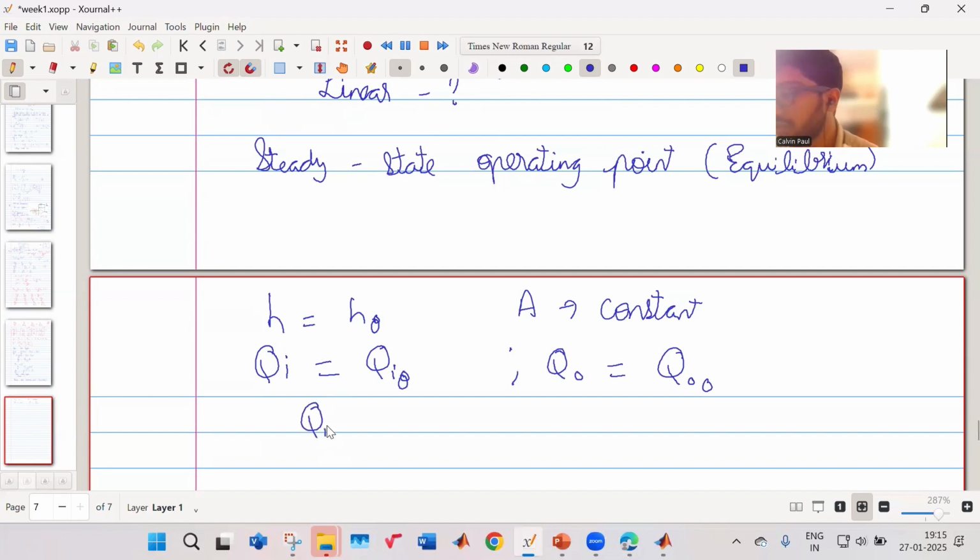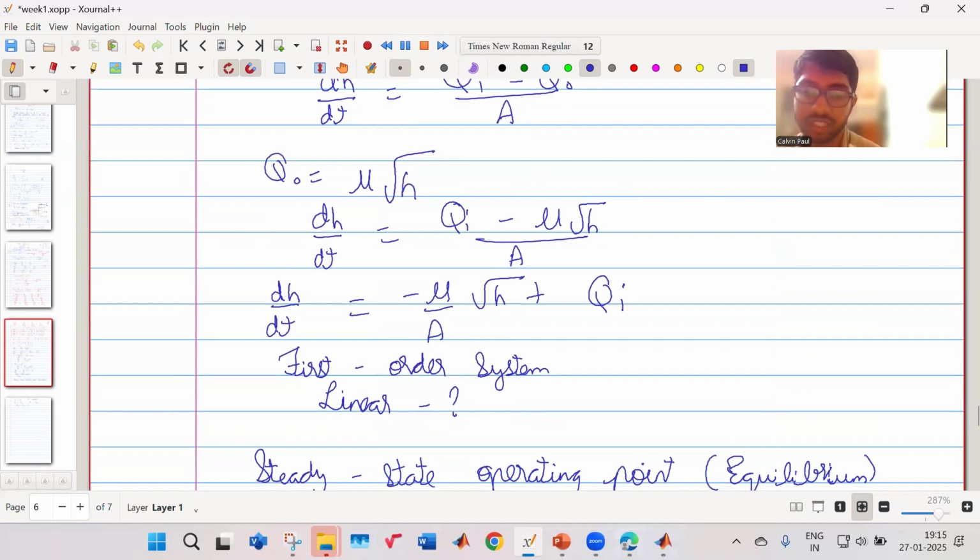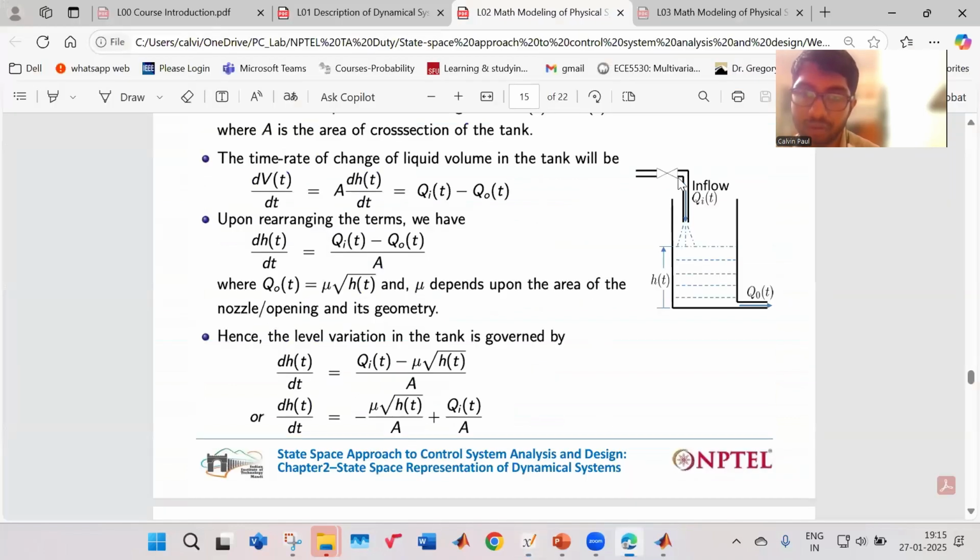So my qi0 is actually equal to q out 0. They have to be equal, because if they are not equal, then the height will change. They are equal. So that means the amount of liquid flowing in should be equal to the amount of liquid flowing out. Then only the height will remain the same.